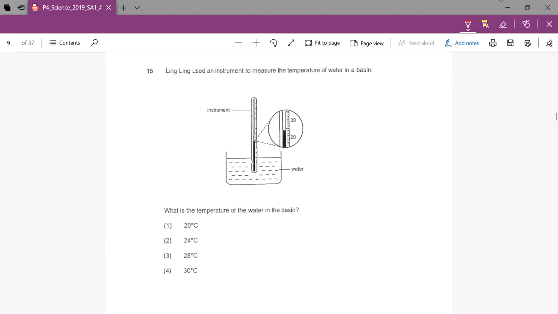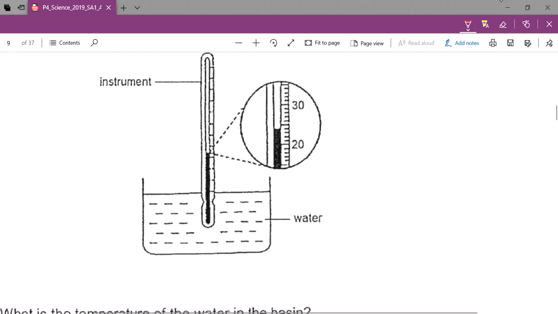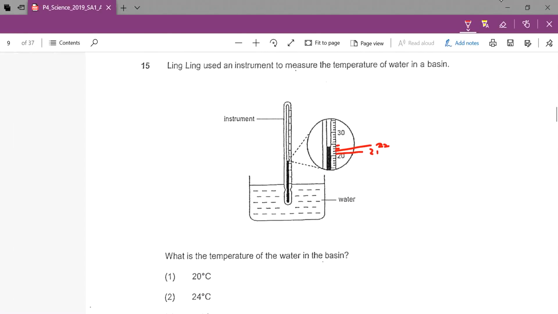Ling Ling used an instrument to measure the temperature of water in a basin. Alright, so reading the thermometer, right? What's the temperature of water? If I zoom it up, and I read the scale, that's 21, that's 22, that's 23, that's 24. So answer is 24.